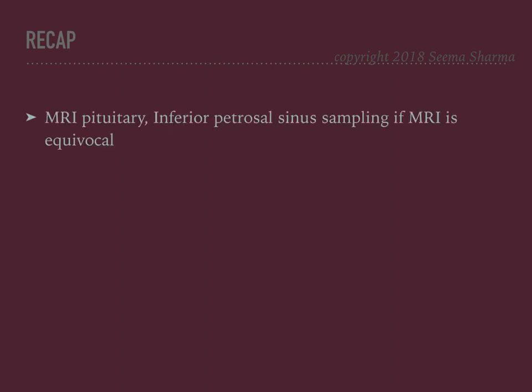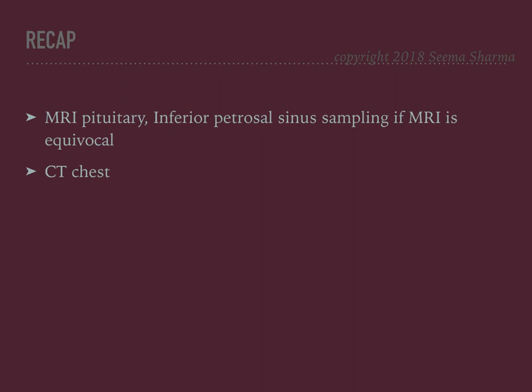And I want to point out one more thing. I mentioned that imaging is important as the last step. So in the case of if you have a high dose dexamethasone suppression test that has an adequate response and you have elevated ACTH levels, you're going to think pituitary adenoma. So you do the MRI pituitary and it's equivocal. So what do you do? You're going to do something called an inferior petrosal sinus sampling.